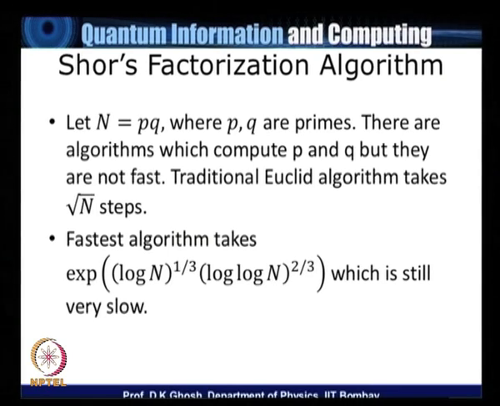Now, we have seen that there are algorithms like Euclid's algorithm, or even better algorithms, which can compute p and q, but they are not fast enough. The traditional Euclid algorithm takes square root of n steps. The fastest possible algorithm known today using a traditional computer has a complexity which is exponential of (log n) to the power 1/3 times (log log n) to the power 2/3, which is still fairly slow.